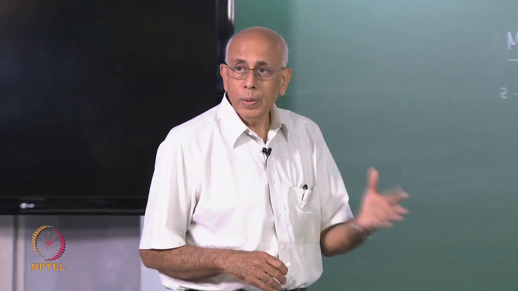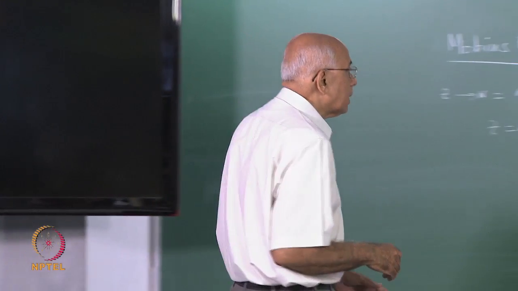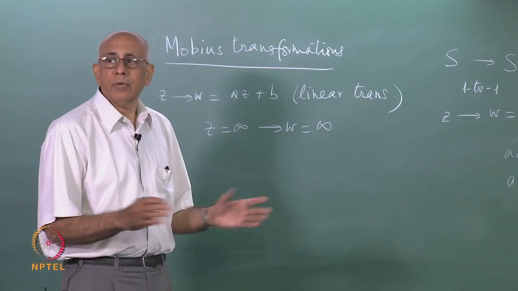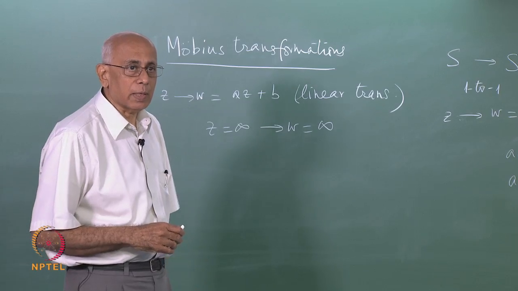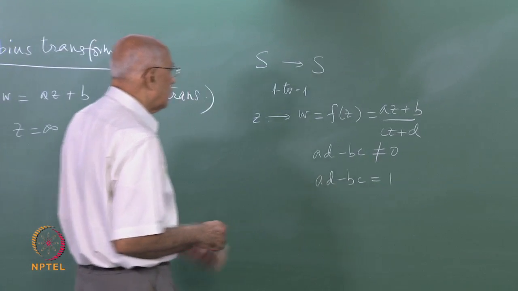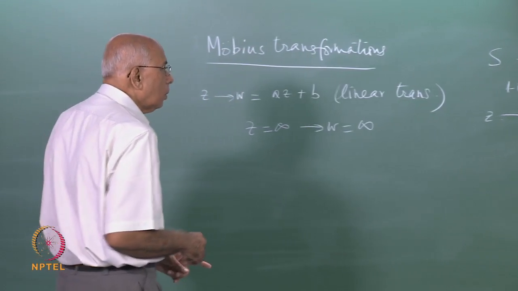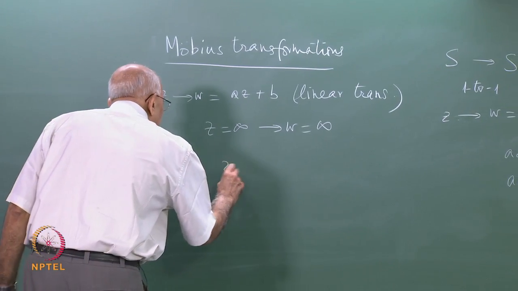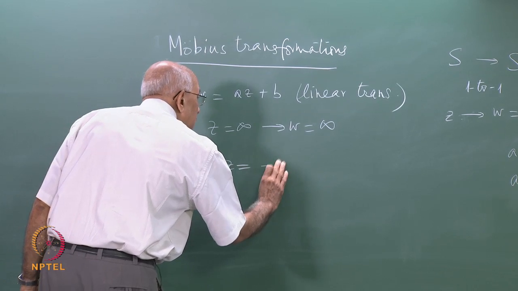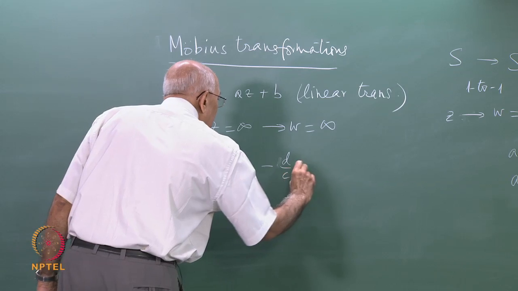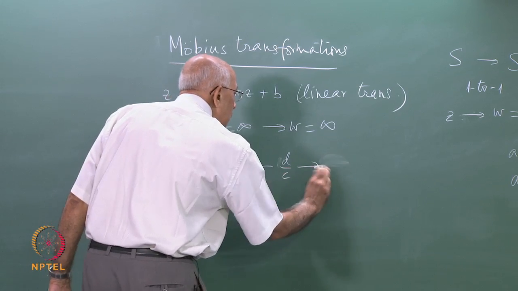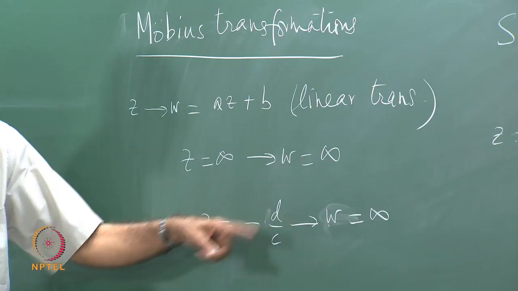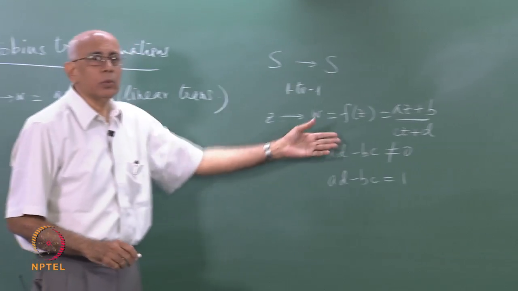They will form a group, a certain group. The group itself will be isomorphic to other groups and so on and so forth, and we will try to classify all possible transformations of this kind. So the task is fairly non-trivial, but the first thing you have to note is what happens to the point at infinity. Well, it is clear that Z equal to minus d over C is mapped to W equal to infinity.